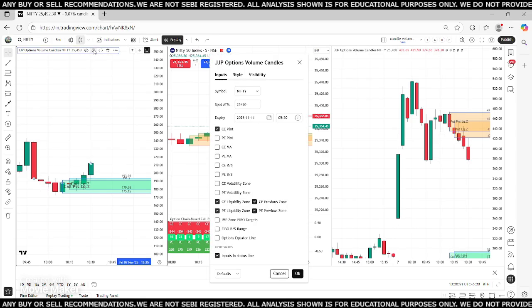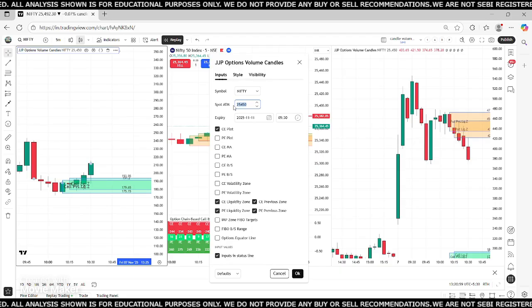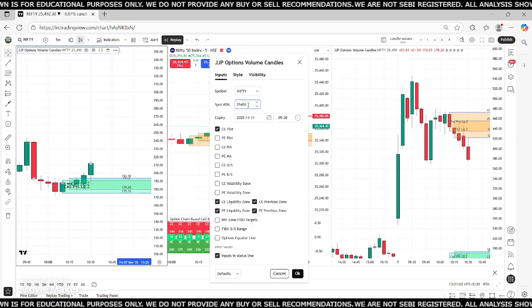In the inputs we are giving 25,450 for the particular day, 7th November. This is the spot ATM for the particular day's opening. Once we give this, from this ATM it will take the 5 OTM strike prices, and from those OTM strike prices we are going to calculate some candles. These candles are made from volatility and volume for the call option as well as the put option. To plot the call option, we have enabled the CE plot and the CE liquidity zone, and we have also included PE liquidity zones here.